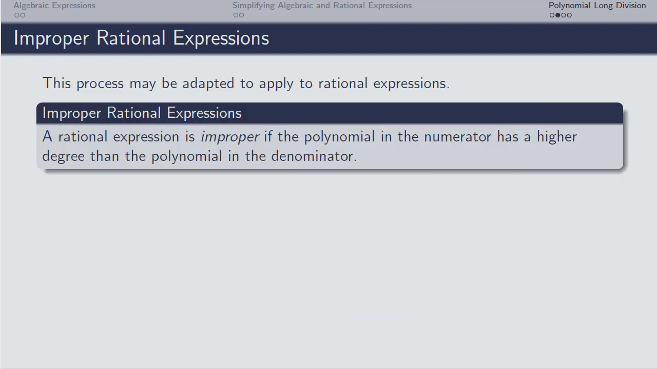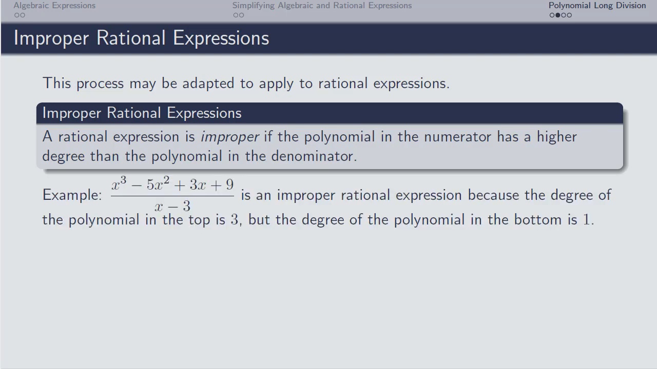All right, so I bring this up because there's the idea of an improper rational expression. That would be a rational expression with a polynomial divided by another polynomial. It's improper if the polynomial in the top is of a higher degree than the one at the bottom, right? So this one here, we've got x cubed minus 5x squared plus 3x plus 9. That's a 3rd degree polynomial, and I'm dividing it by x minus 3, a 1st degree polynomial, right? So this is an improper rational expression.